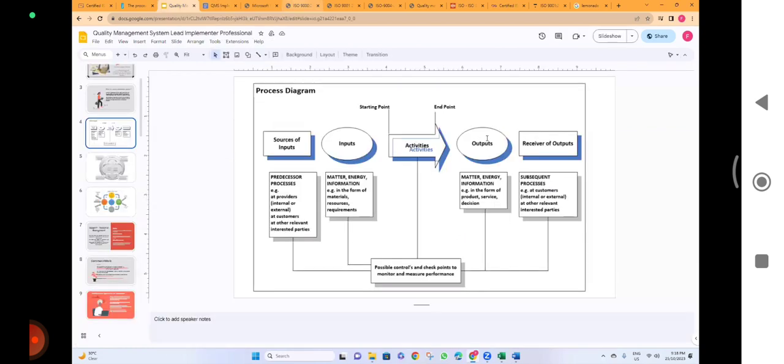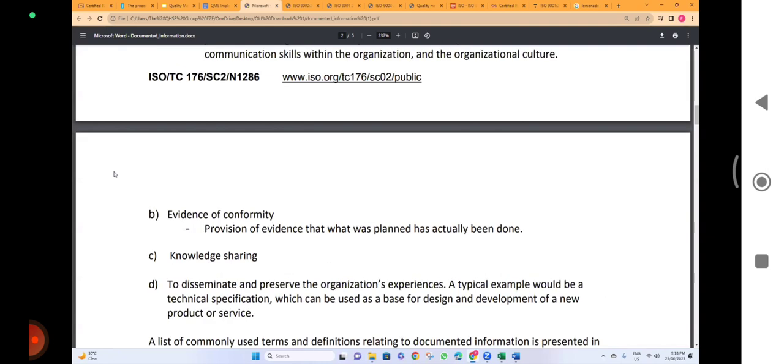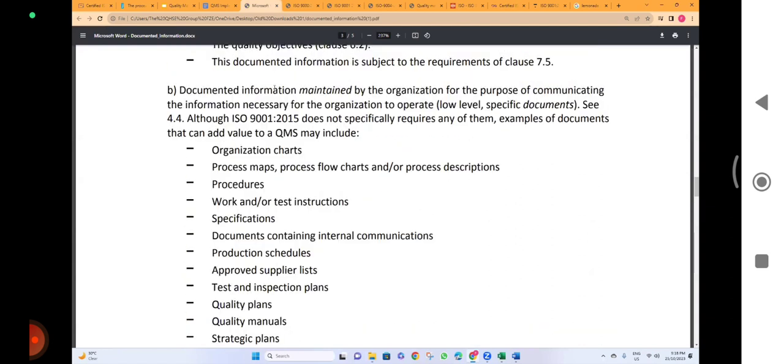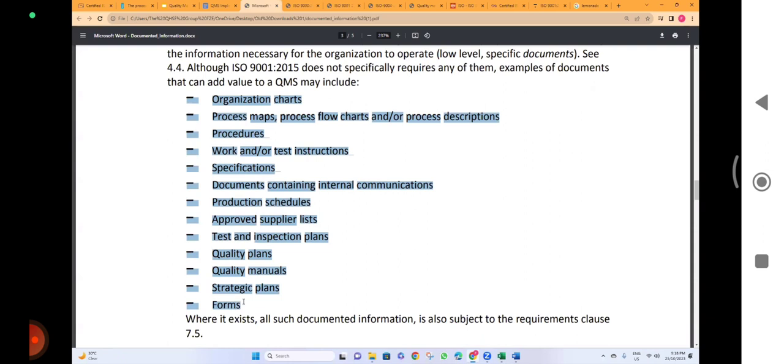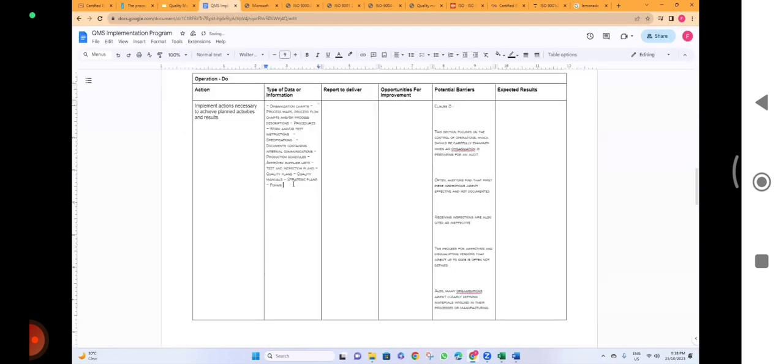And then we come over here to the documented information. If you go to this documented information, ISO has already told you which documents to use. Here you're going to see documented information maintained by the organization for the purpose of communicating the necessary information to operate. This is what you need to do. The examples that may be included are forms, strategic plans, quality manuals, approved supplier list, and so on. These are the documents that you need, and this is the type of data and information that you're going to have, and then we paste it over here.